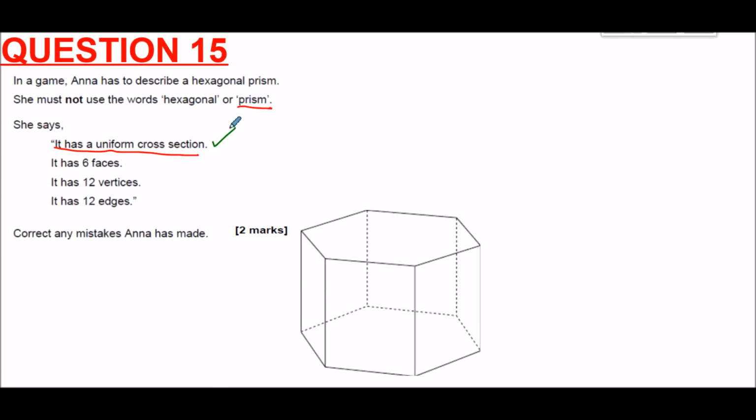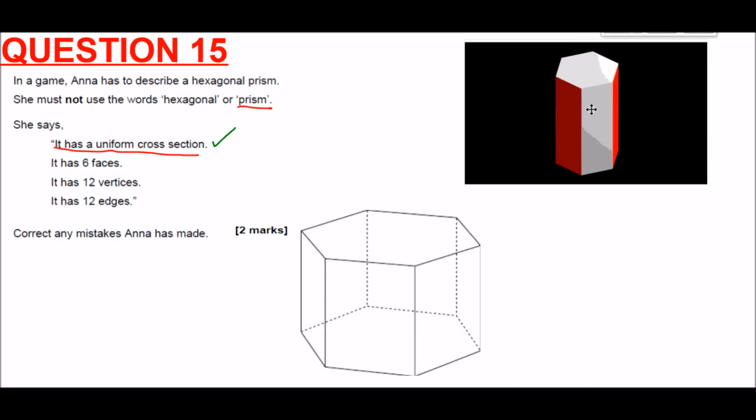So that isn't a mistake. One thing she says though is it has 6 faces. So a face is each flat part of the shape. And so what I've got here is a little animation to show you how you can picture this. It wouldn't have 6 faces. Let's see how many it would have.